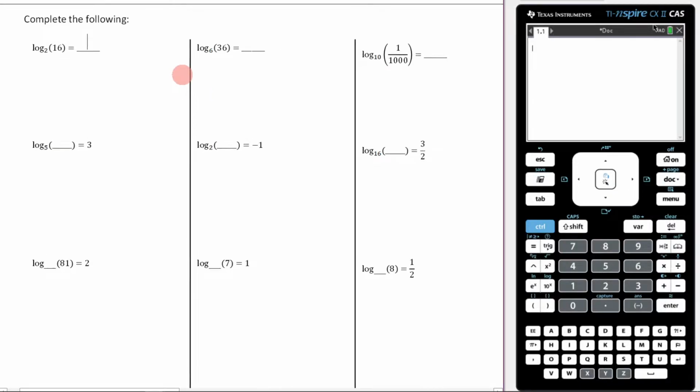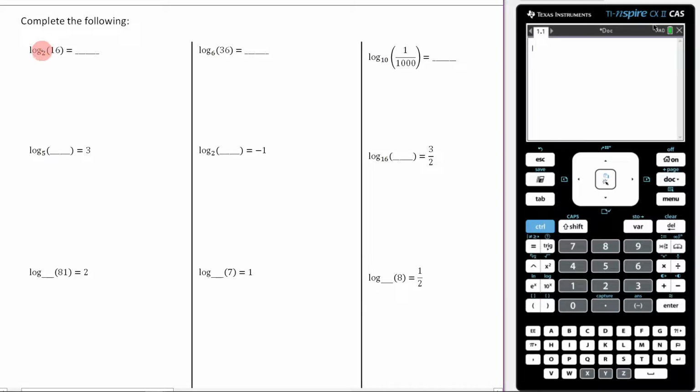All right, let's go through this first row here. This is log of 16 to the base of 2. So what exactly are we going to do here? Sometimes the best way to answer these logs is to actually rewrite it in index notation. So this is saying 2 raised to what power is going to be equal to 16? And you know that the answer will be 4. X will be equal to 4 in this case. So 4 is our answer.